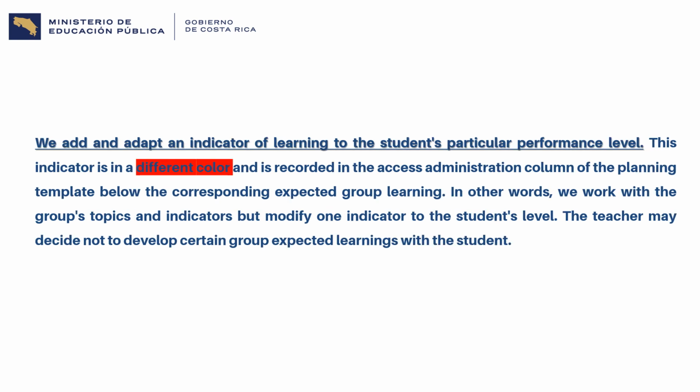How do we do it? We add and adapt an indicator of learning to the student's particular performance level. This indicator is in a different color. As I told you, we are going to be talking about colors during this presentation, and it is recorded in the Assessment Administration column of the planning template below the corresponding expected group learning. In other words, we work with the group's topics and indicators, but we modify one indicator to the student's level.